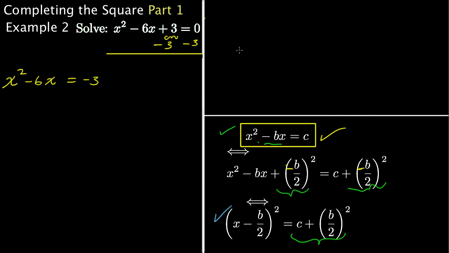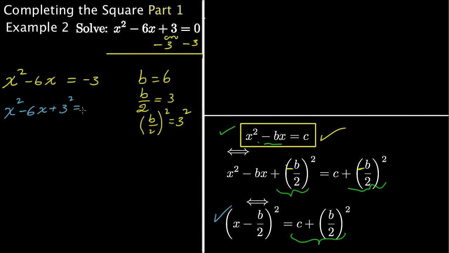Okay, so here in our work, when we're comparing this, we have minus b is the same as -6. So here what we have is b is actually 6. And so half of b is 3, and of course the square of that is 3 squared, which is 9, but we'll just write 3 squared right now. So what do we have here? On the left, we're going to add this special number so that we have x squared minus 6x plus 3 squared equals -3 plus 3 squared.